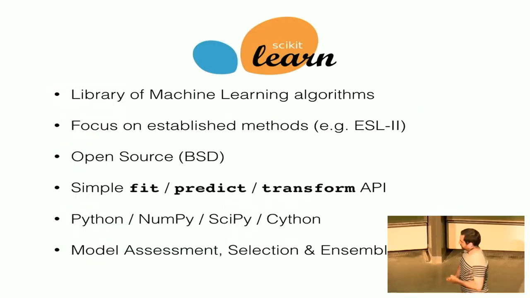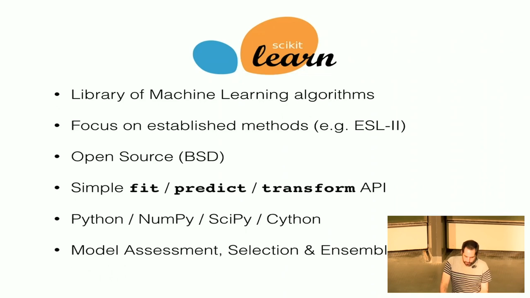So scikit-learn is a library of machine learning algorithms, and we try to focus on established methods. There is a book called The Elements of Statistical Learning, the second edition, and it's available for free as a PDF online. Basically, those are the kind of statistical methods that we implement in scikit-learn. We don't necessarily implement the latest research paper, because we want to wait a bit to make sure that it's actually useful to other people than the initial researcher that wrote the paper. It's maintained as an open source project under the BSD license, so you can use it for whatever you want.